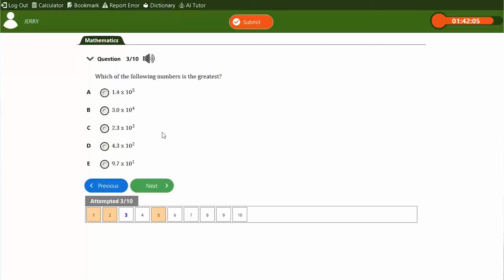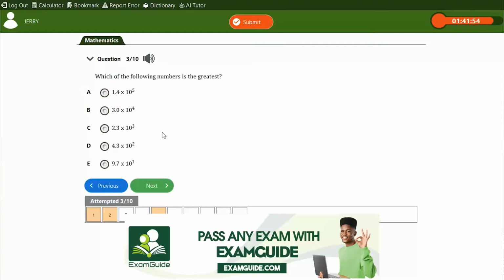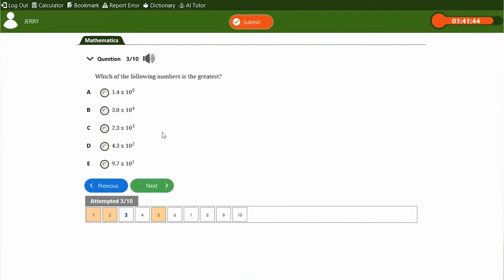The next one is 2.3 times 10 raised to the power 3. The next one again, 4.3 times 10 raised to the power 2. And the last one, 9.7 times 10 raised to the power 1.